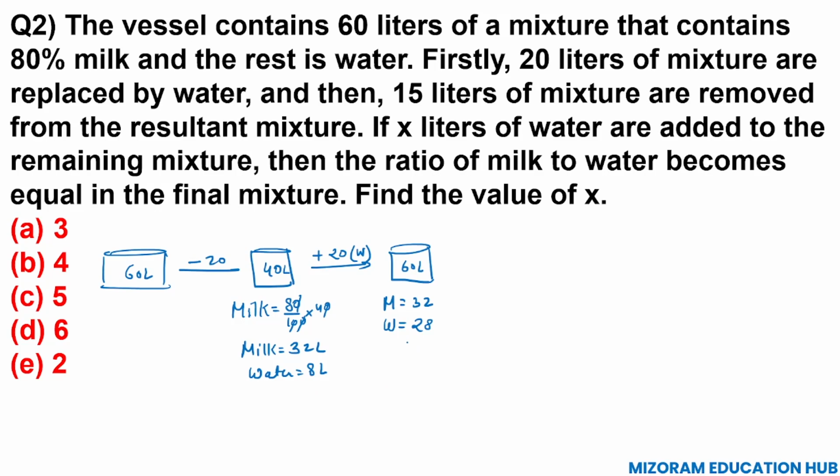Now again part dang chiar leila 15 liter of mixture are removed. Now what will be the ratio of milk le water, ratio 8:7.